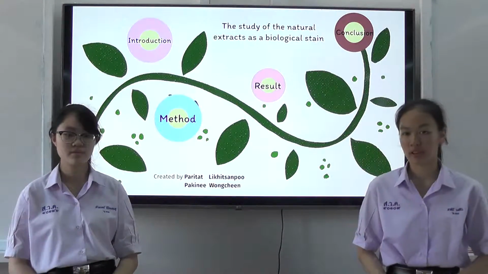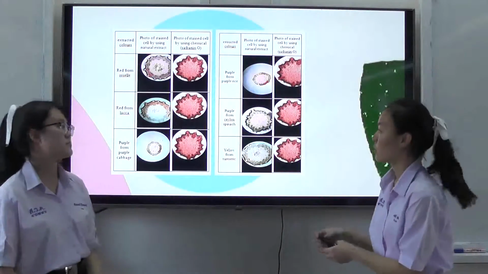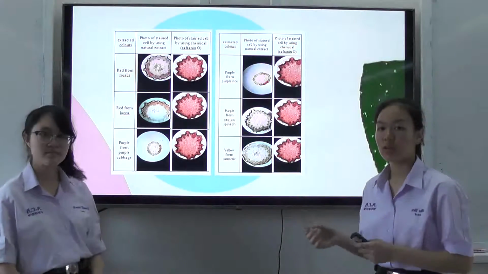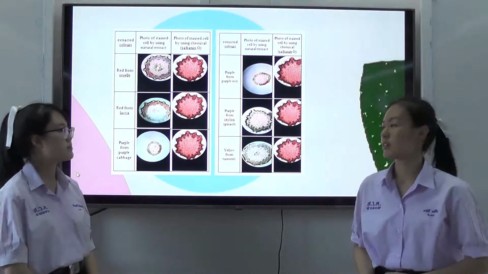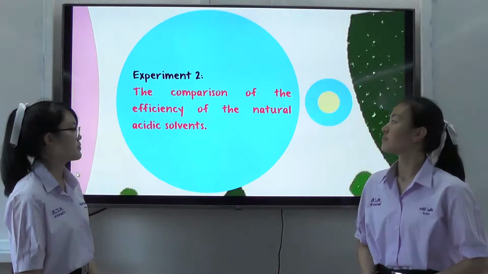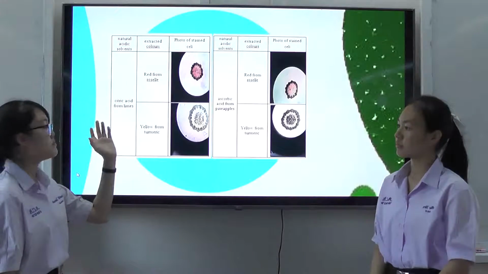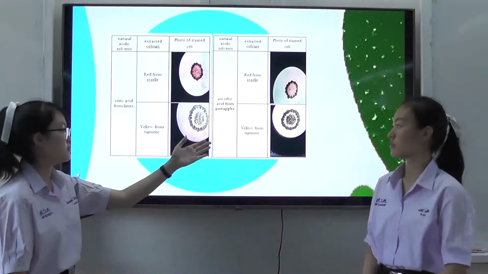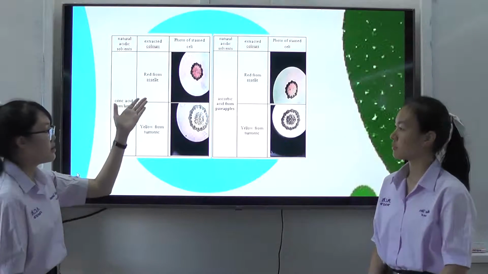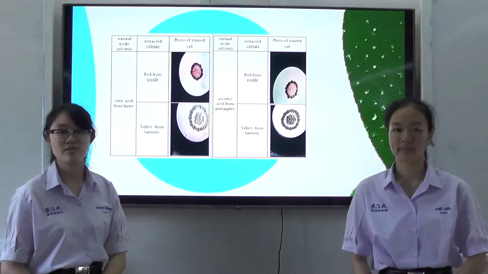And now we move to the results. From the first experiment, as you can see in these tables, red from roselle and yellow from turmeric are chosen to be the best 2 colors to stain the cells. And for experiment 2, as you can see, citric acid from limes is better than ascorbic acid from pineapples. And from this experiment, it was found that red from roselle is the most efficient extracted color to be the stain.